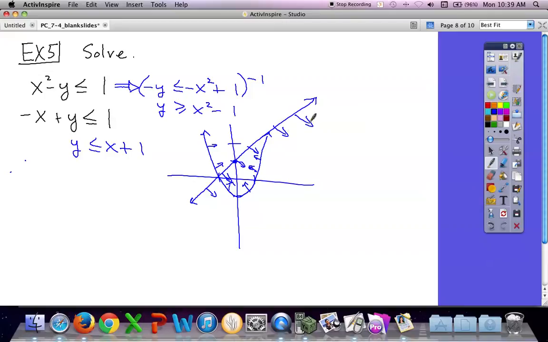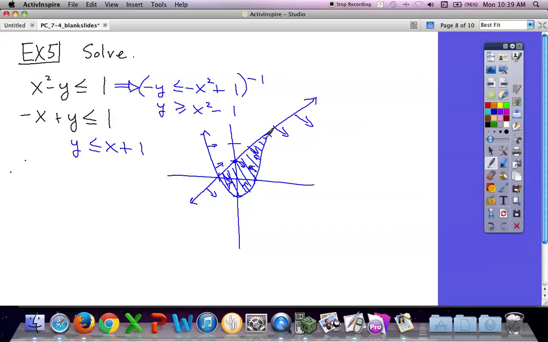Okay, so where do we look for the solution? Where does the shading overlap? And it overlaps everywhere in here. You could shade the whole thing, or do the shading, just make sure you've indicated this is where they overlap. Be very clear where that is.